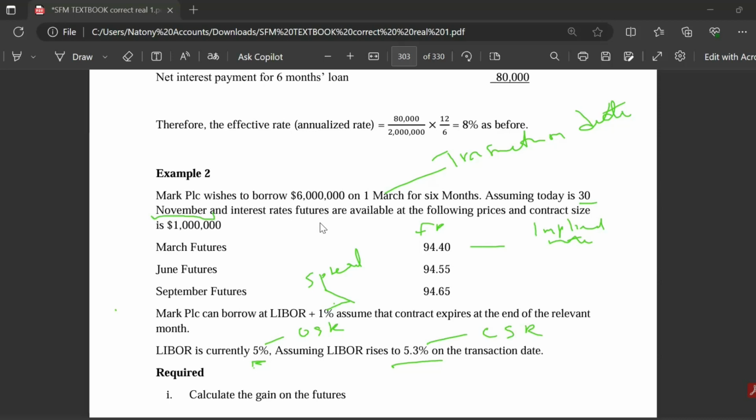Now, what do you do with this question? The very first thing you want to do is to make the decision. Will the company be buying the futures, or will the company be selling the futures? So you want to first make that decision.